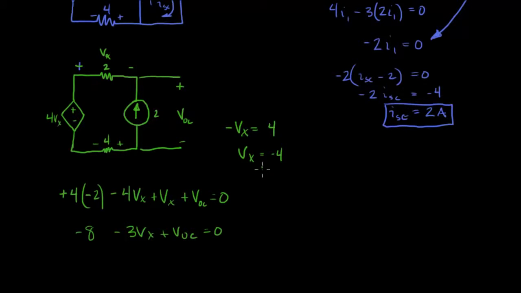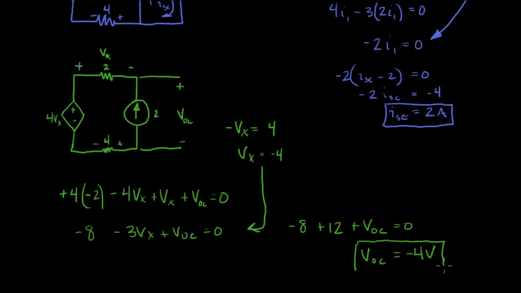Okay. Now we'll take this idea and plug it into this equation. And what we get is minus 8 plus 12 plus VOC equals 0. And so VOC then is minus 4 volts. Okay, so there you go. There's a situation in which we have a negative resistance. Look at this. We have positive current, negative voltage.